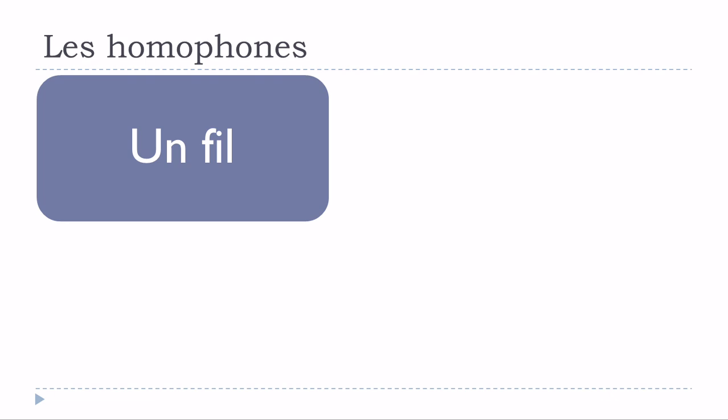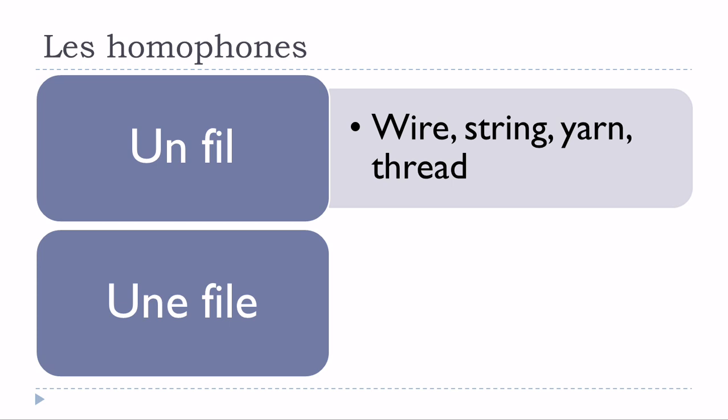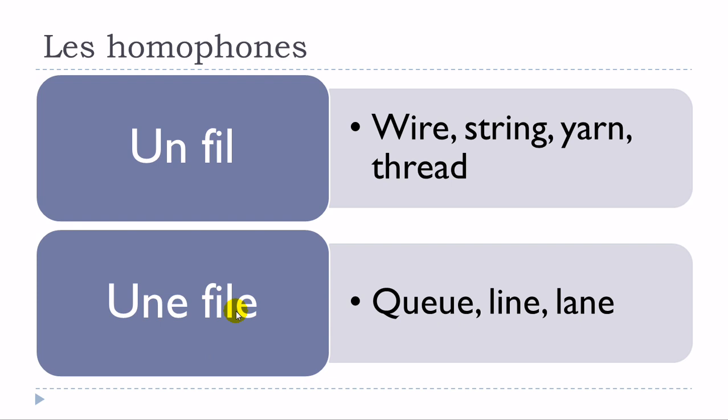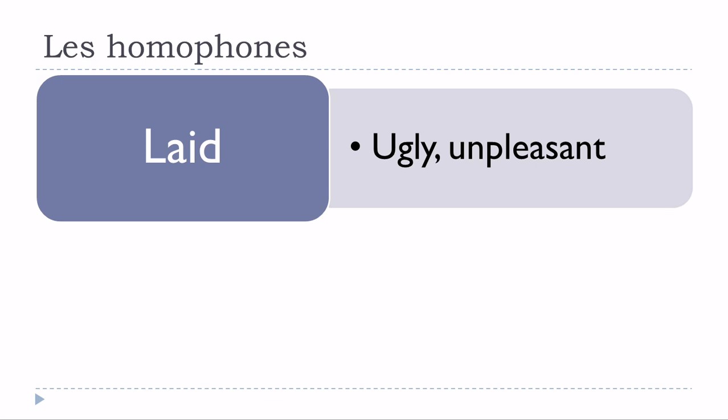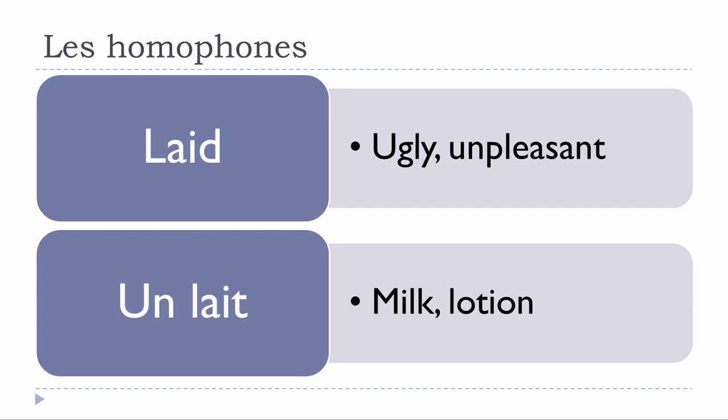Un fil. Une file. Okay, so don't mix it with une fille, okay, because you get the double L, but in that case you get only one, so une file, okay, un fil, une file. Un lait. Un laid. Okay, so the only difference is the final thing here, D, you don't pronounce it, T, you don't pronounce it, so phonetically you only have this lait.